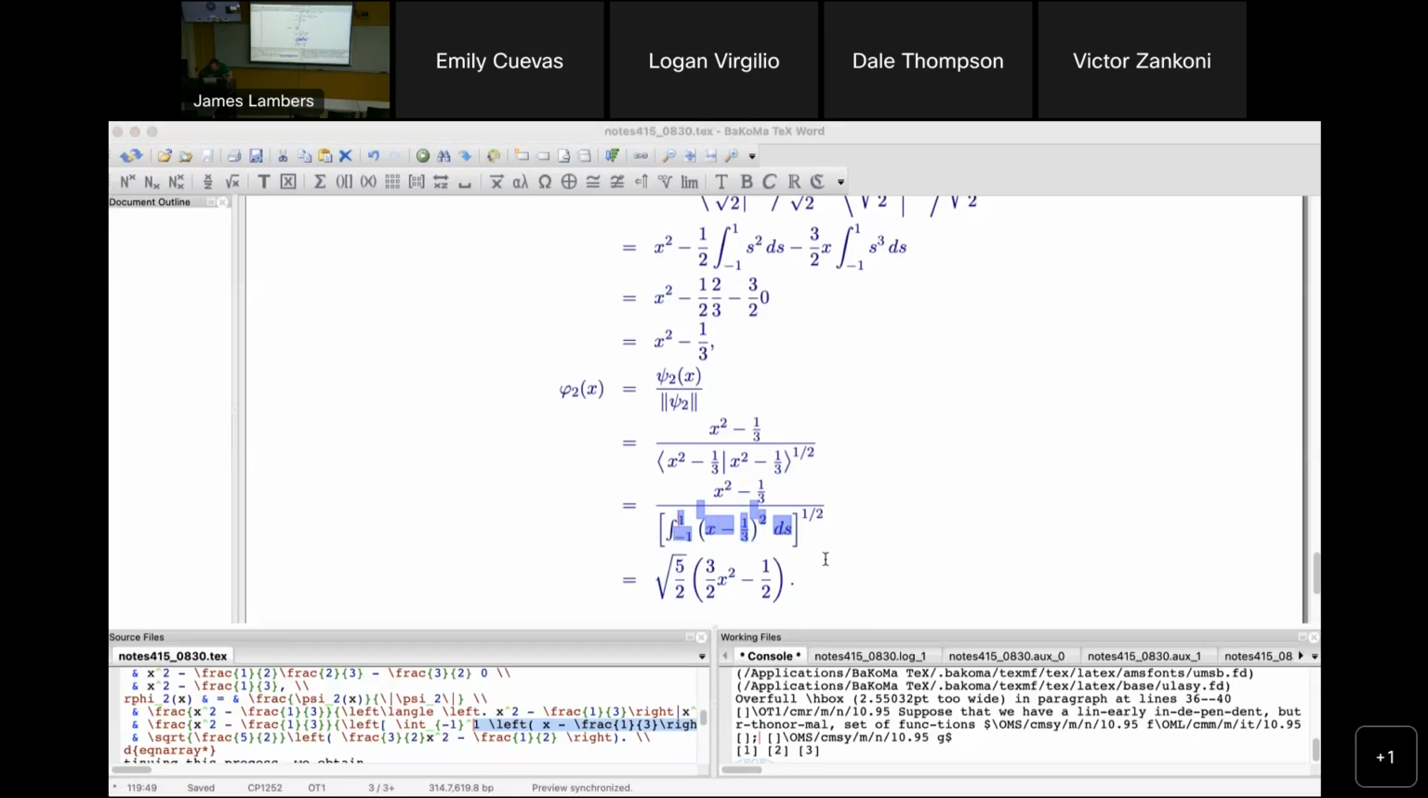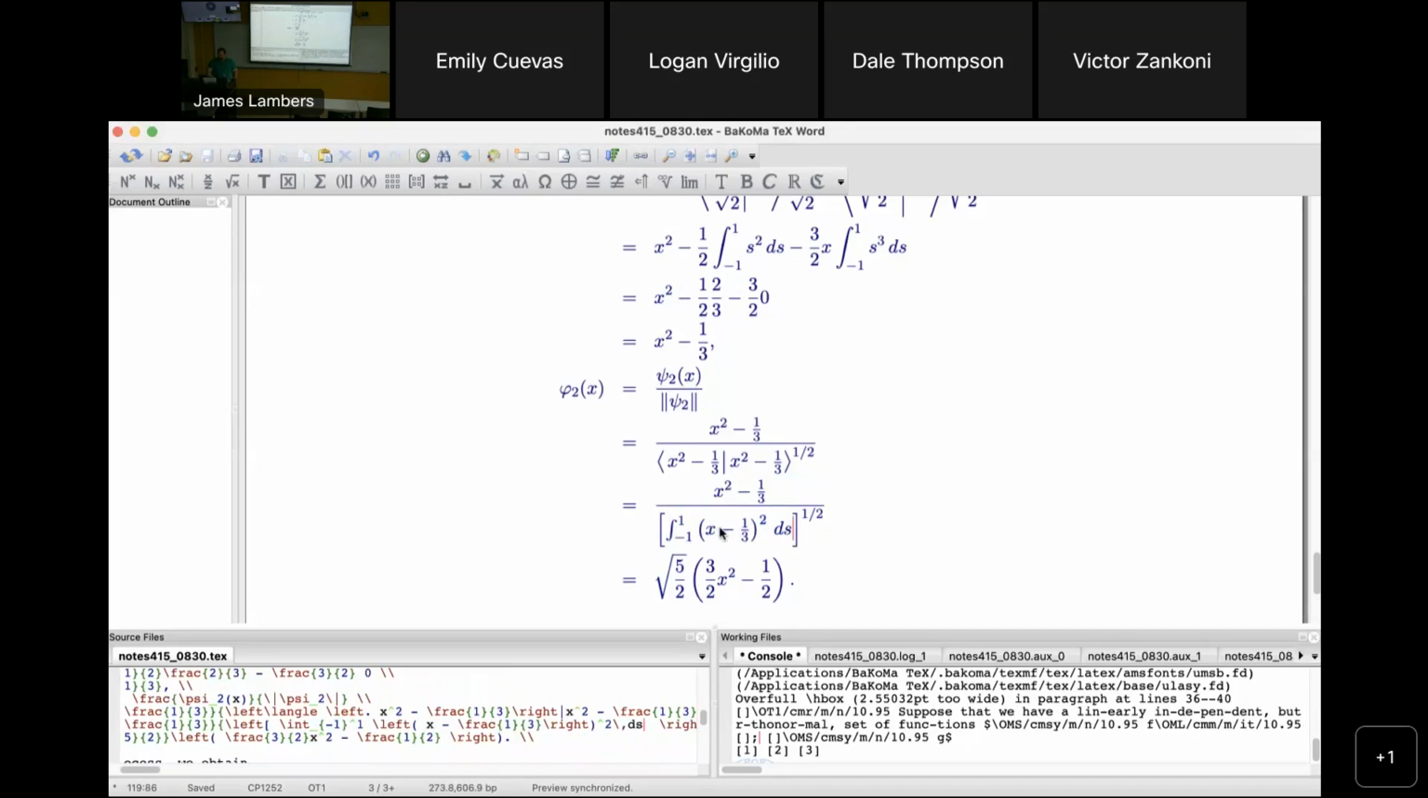Cheating and evaluating this integral out loud. Okay. The actual value of this integral is 8/45. So you take the square root of that, divide by it, and then this is what you get normalized.